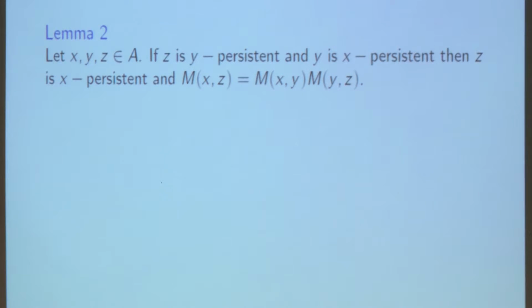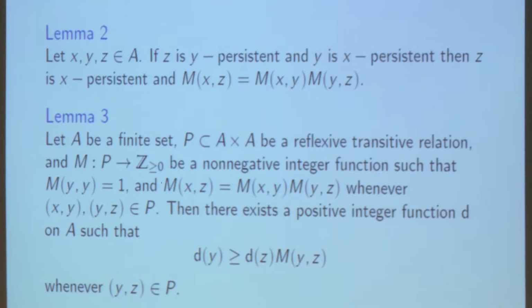Here, it gives you the feeling that we are going to define a relation which is a transitive relation. And this is the relation that I'm talking about. Now we define relations, be reflexive and transitive, such that these two conditions are satisfied. Then there exists a positive integer function d, such that d(y) is bigger than or equal to the product of the rational number by d(z). And this is the key in this proof.